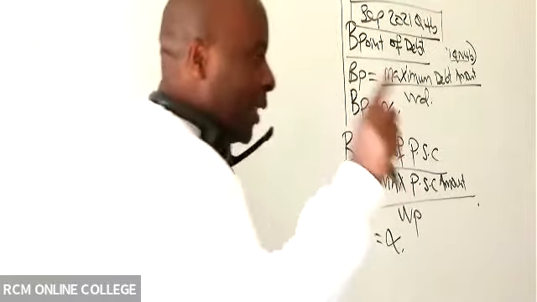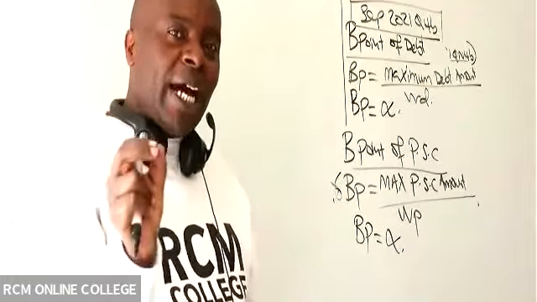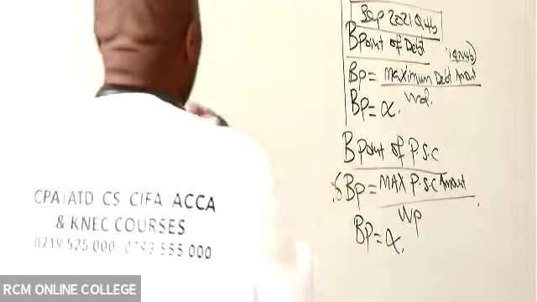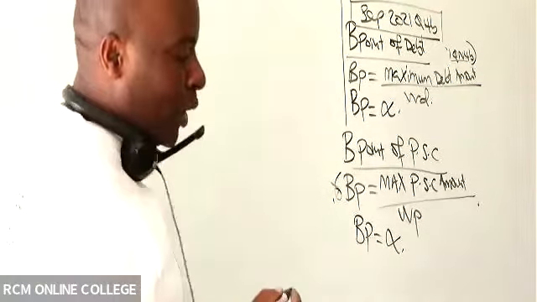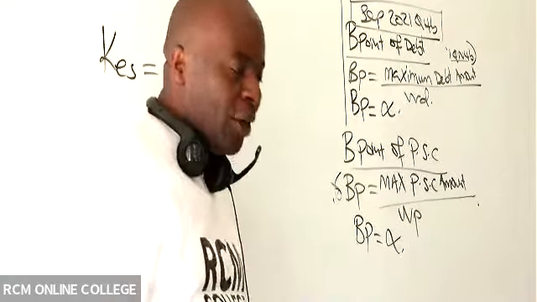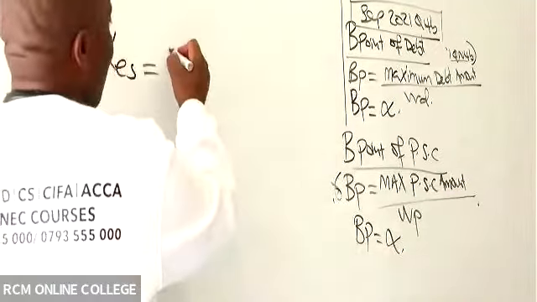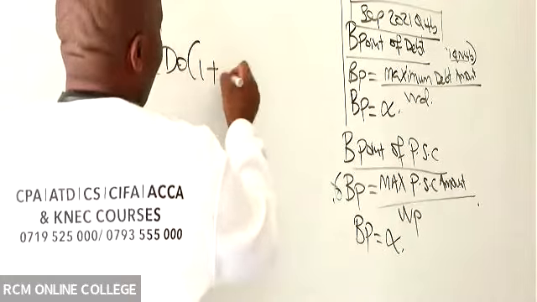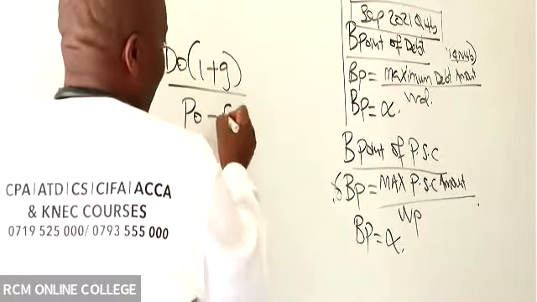But remember, we are calculating cost of equity, which has got two components. Cost of equity retained earnings, and then we have cost of equity ordinary shares. Is there somebody who can give me the formula for cost of equity ordinary shares? It's the same as retained earnings. So we have D0 into 1 plus g, all over P0 minus what here, somebody?